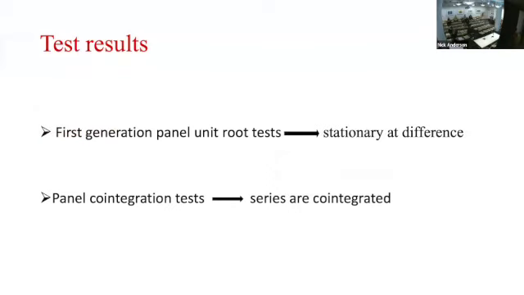Here, the results of the first generation panel unit root test show that my series or variables are stationary at first difference. It means that they do not have a trend at difference, but at levels they have a trend. Since the variables are stationary at first difference, I have to test for co-integration, whether the variables are moving together or they have a long-term relationship. Here I tested the Johansen test and also the Kao test as a robustness test. The results show that the series are co-integrated, which means the variables move together or they have a long-term relationship.